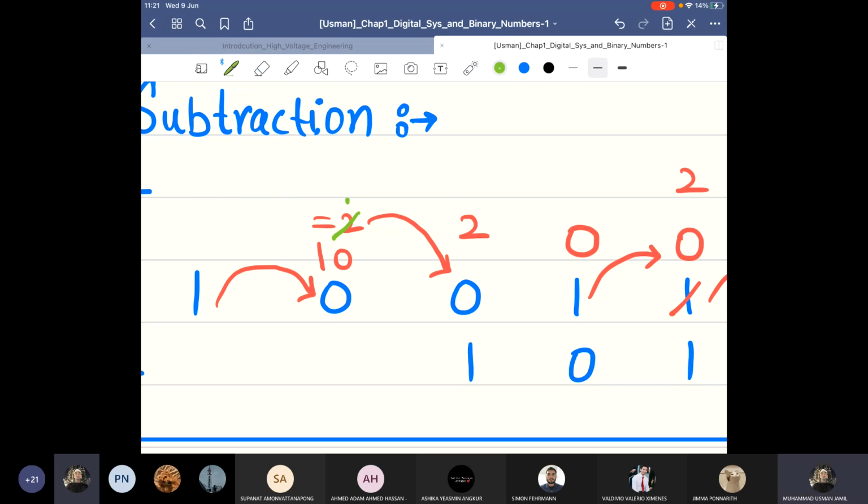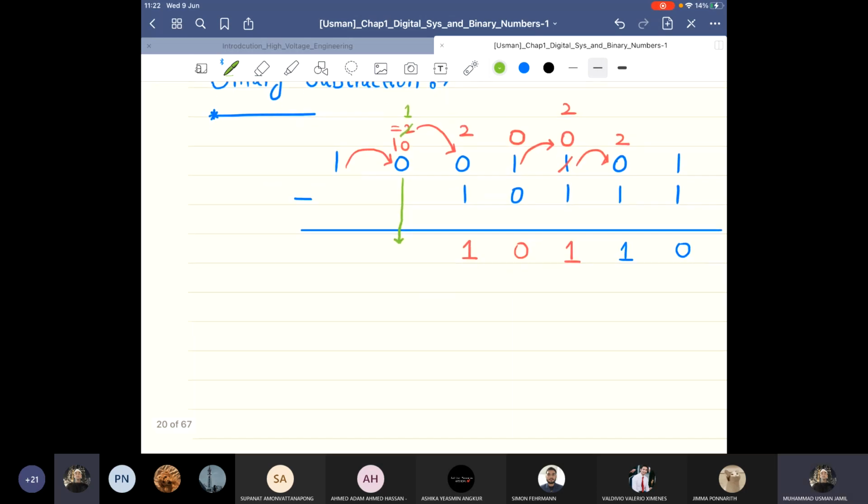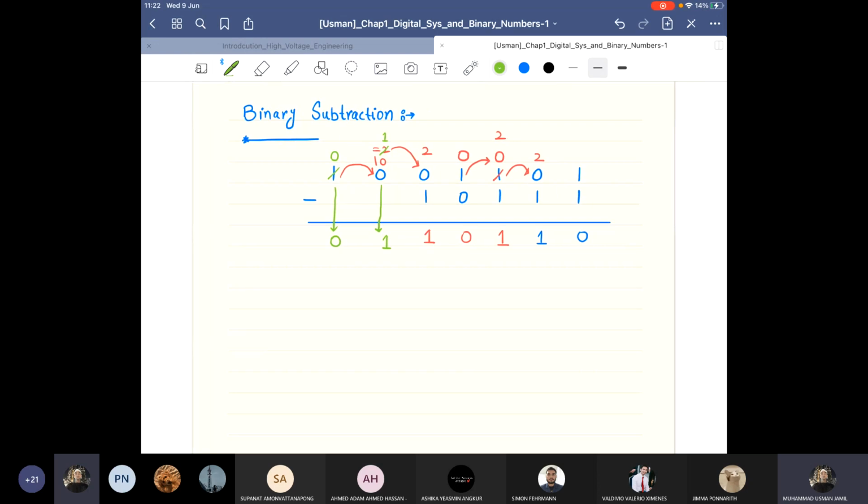So now this 2 is 1, so this 1 will move there. So we can say this is 1. And now because this 1 moves there, this one remains 0 here. So this 0 will come here. So this is the binary subtraction.